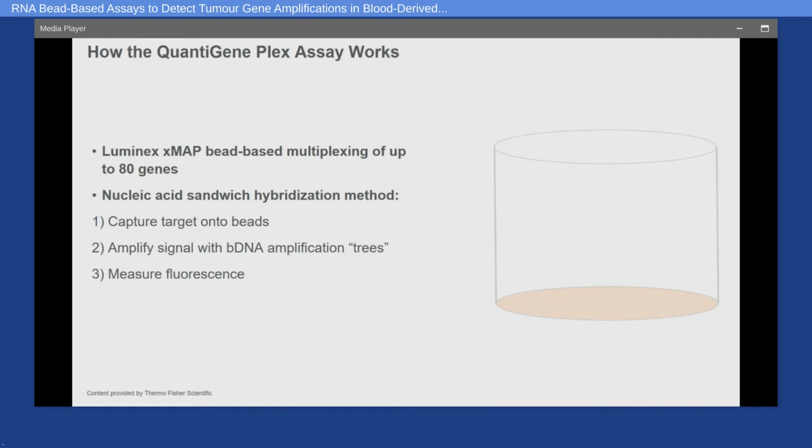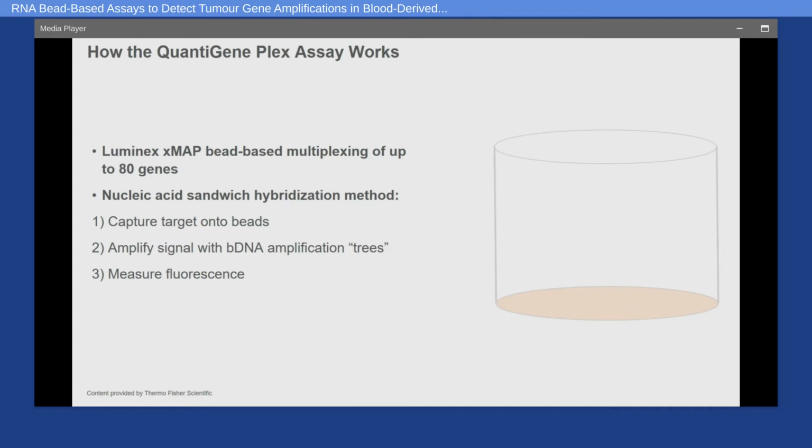And therefore we moved on to multiplexing, and we used the QuantiGene Plex assay from Thermo, which works on the xMAP technology using the Luminex platforms. The Luminex xMAP bead-based multiplexing can go up to 80 genes. In this particular experiment we started with 40 genes.